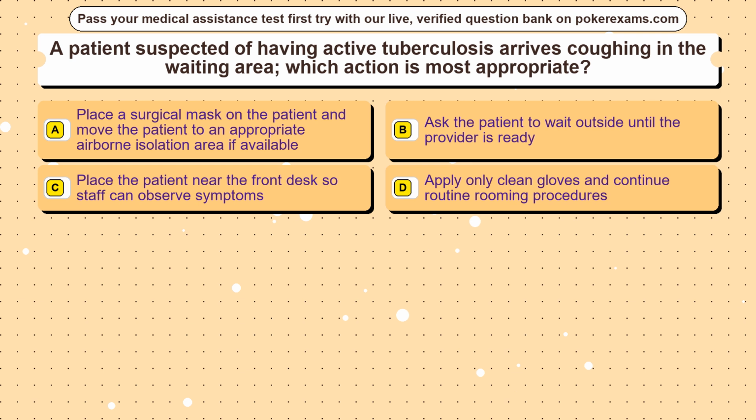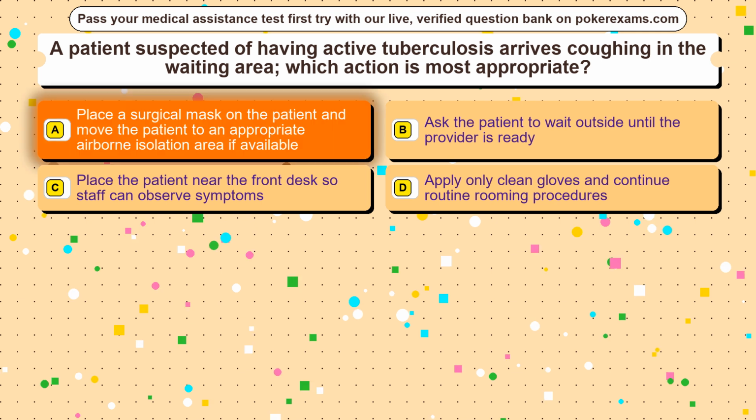Question 18. A patient suspected of having active tuberculosis arrives coughing in the waiting area. Which action is most appropriate? Option A, place a surgical mask on the patient and move the patient to an appropriate airborne isolation area if available. Option B, ask the patient to wait outside until the provider is ready. Option C, place the patient near the front desk so staff can observe symptoms. Option D, apply only clean gloves and continue routine rooming procedures.